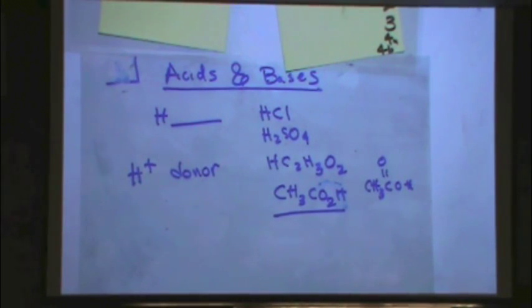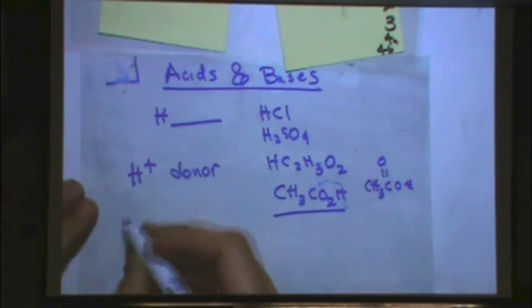The acidic hydrogen. It donates it. The more it donates it, the stronger the acid. So if every molecule donates an H plus, that's a really strong acid. If 5% of the molecules donate an H plus, that's a weak acid. Okay? That's how you tell the difference between a strong acid and weak acid. I'll be more specific in a moment after we do bases.